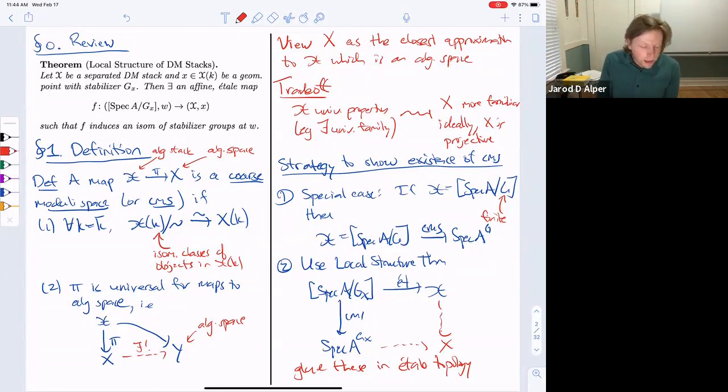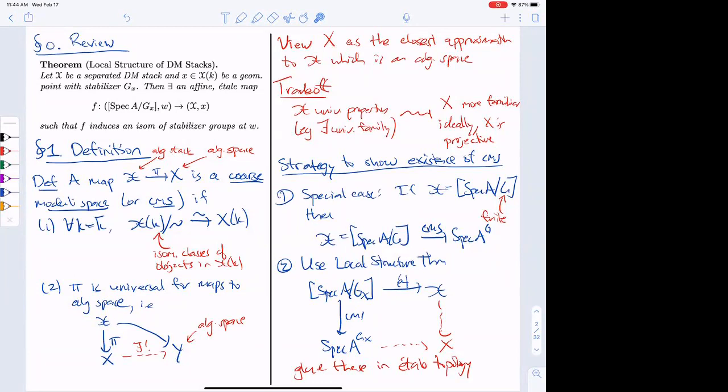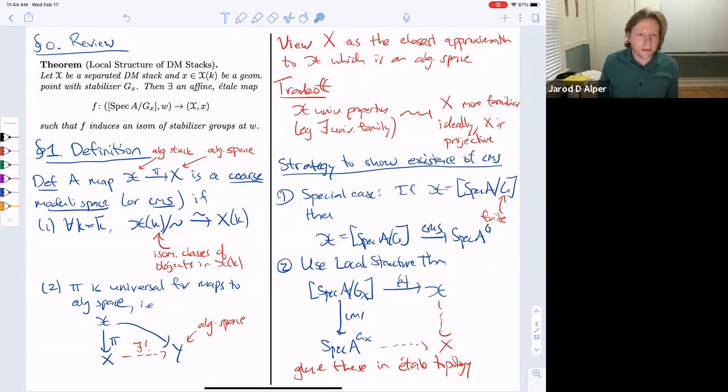And moreover, maybe I should point out that in this definition, note that property 2 implies that the coarse moduli space is unique. And in the special case where you start with an algebraic stack that is an algebraic space, the coarse moduli space is an isomorphism. So in general, you can't hope for better. An algebraic space is the best you can hope for to have such a general result. Right, that's a good question. Thank you.